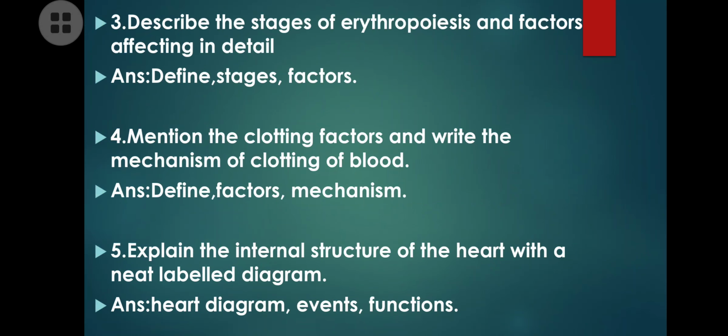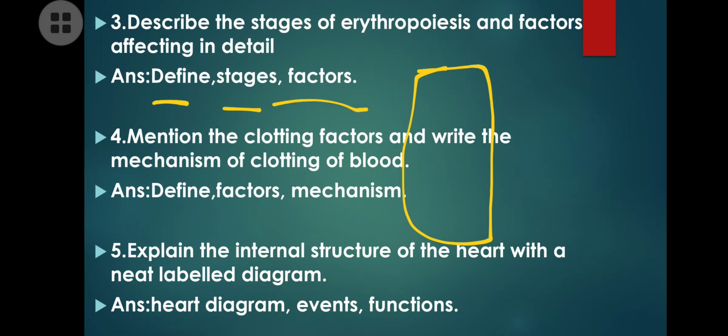Describe the stages of erythropoiesis and factors affecting it in detail. Very simple thing. Define erythropoiesis, then write the stages. First you write all the stages, then you go on explaining them one by one. At last you write the factors affecting erythropoiesis.